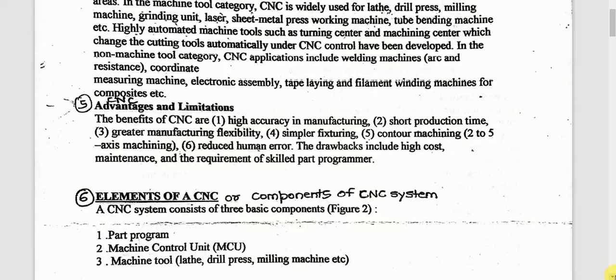Let us start the advantages and limitations of CNC one by one. We will add more advantages in the written part. The first one is high accuracy in manufacturing, short production time, greater manufacturing flexibility, simple fixturing, that is tool attachment, contour machining, 2 to 5 axis machining can be done here, reduced human error.